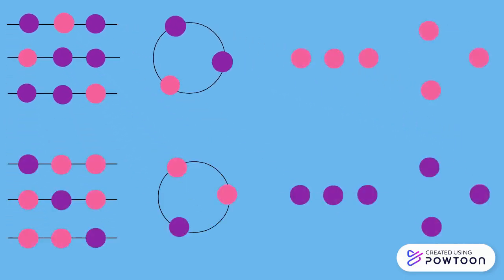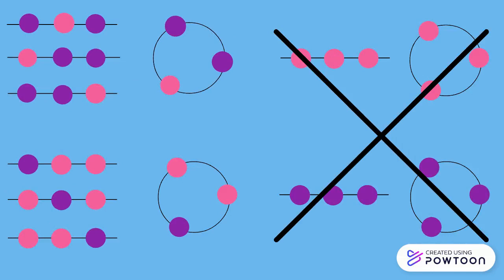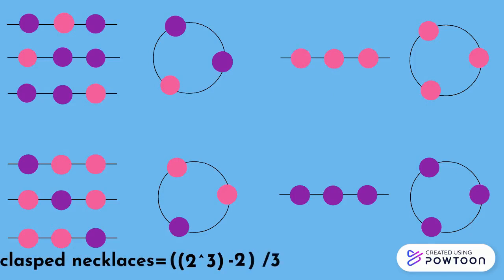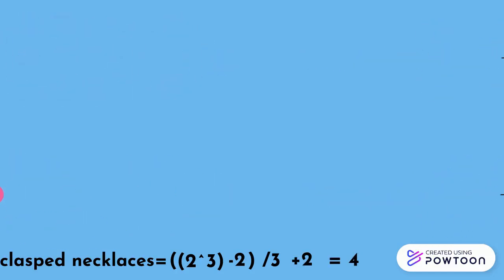This holds true for all unclasped necklaces, except for the 2 cases where all of the beads are the same color. All this to say, the number of clasped necklaces is equal to the number of unclasped necklaces, minus the 2 cases that are all one color, divided by the 3 ways that the necklace can be rotated, and then adding back the 2 ways that are all one color. This doesn't seem all that impressive, but hang with me for a second.